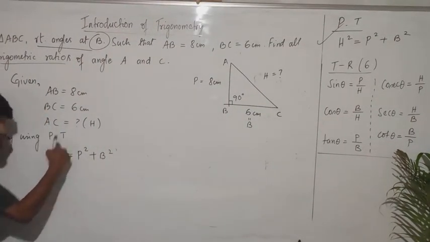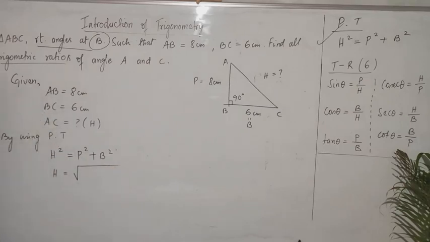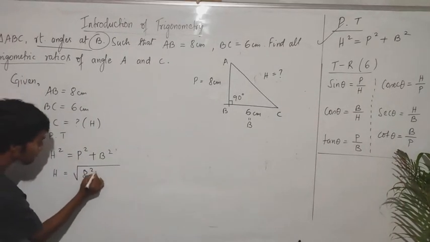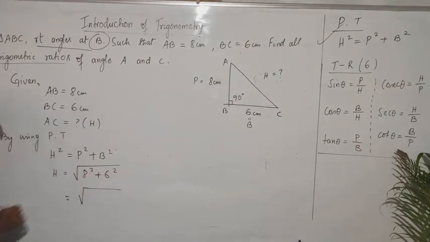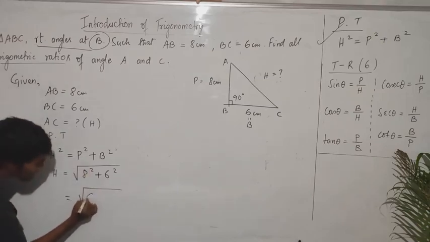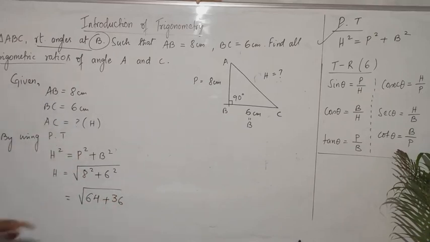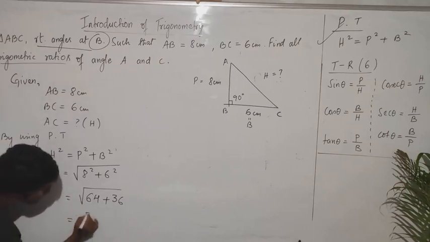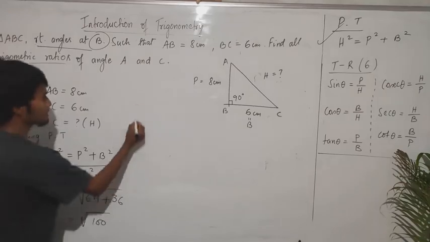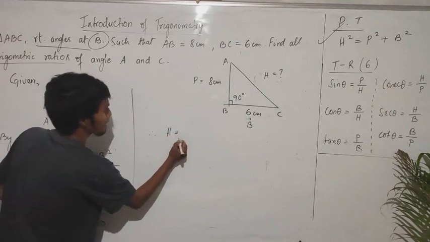Hypotenuse, then I take this square to the right side, and it always changes to square root, everyone knows this, right? Then P will be how much? According to this figure, P will be 8, and B will be 6. Here 8 square will be 64 and 6 square will be 36. Then the total: 4 plus 6 will be 10, so 100. Here we got 100.